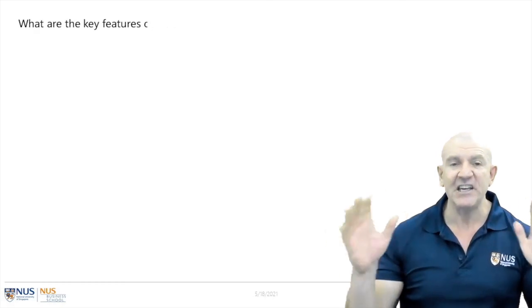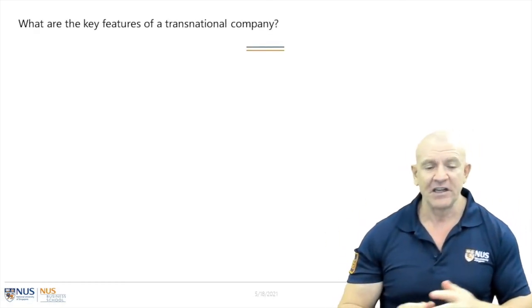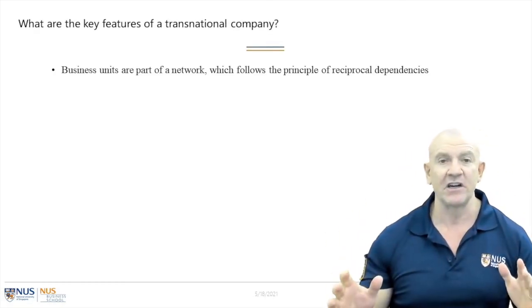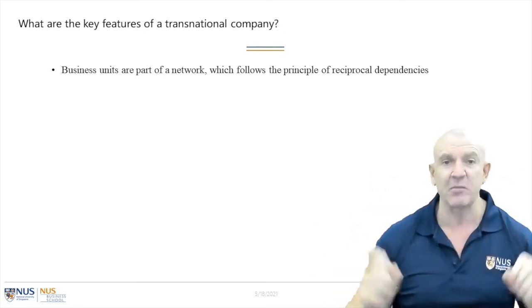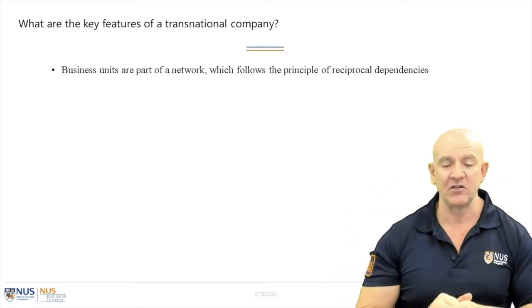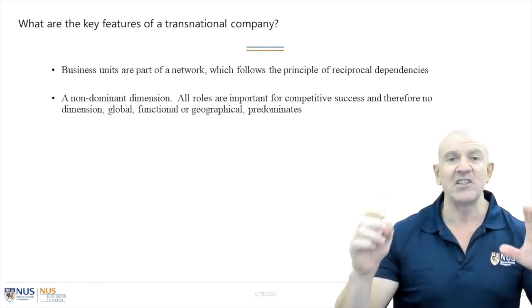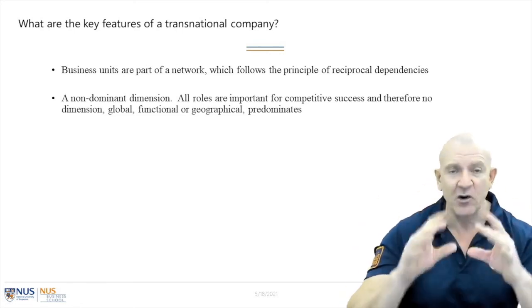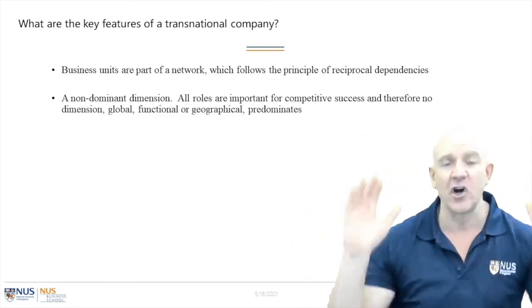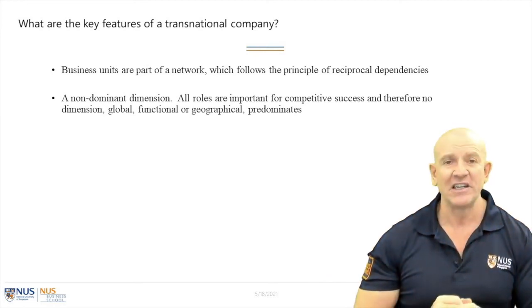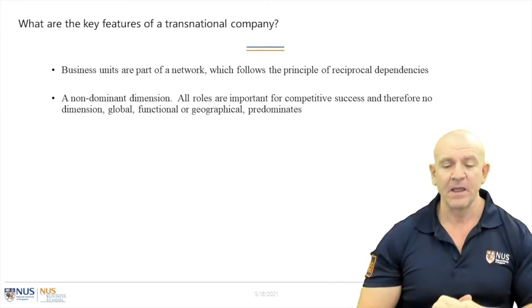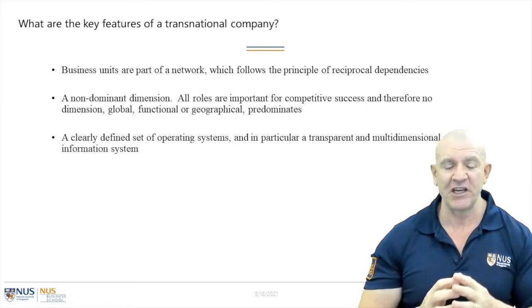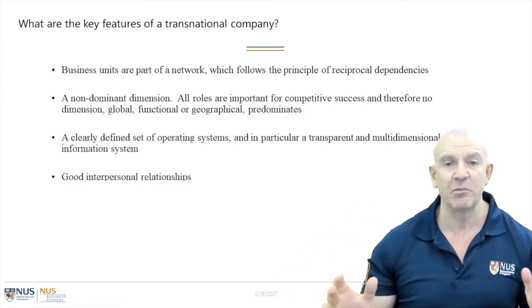So one of the key features of the transnational company is that business units are part of a network, right? So we have these reciprocal dependencies across these business units. There's a dominance, but there's not a dominance, right? So headquarters is important, but it's no longer dominant or fundamental to all communications, right? We still have some clearly defined communications, but we must have good interpersonal relationships.